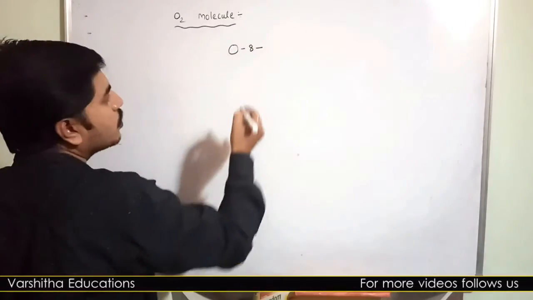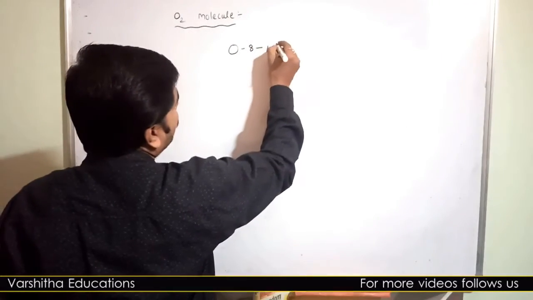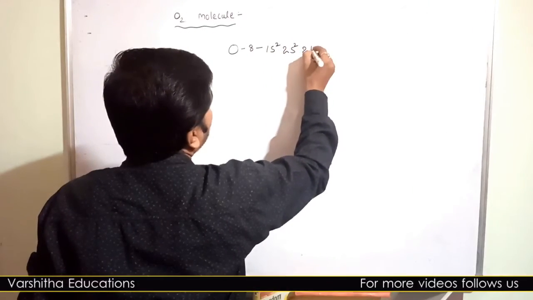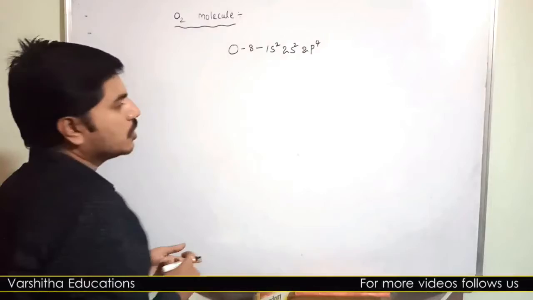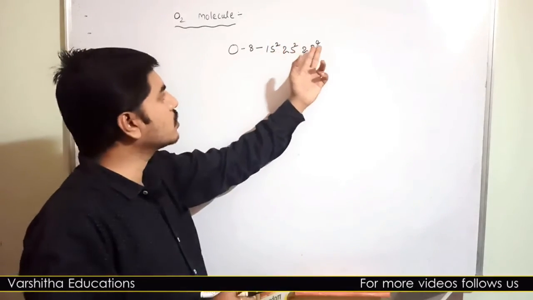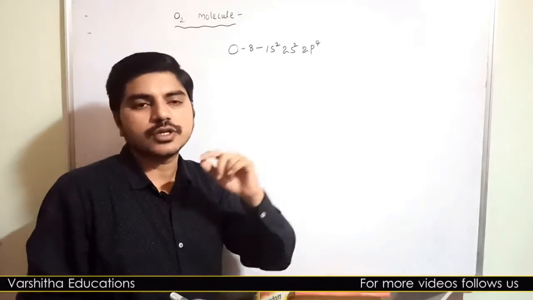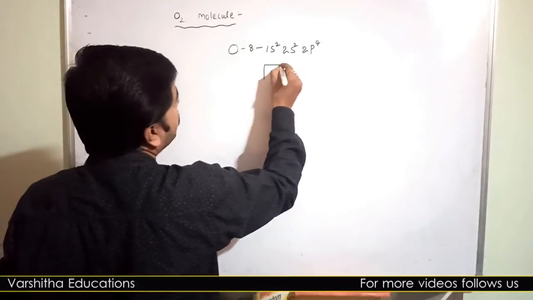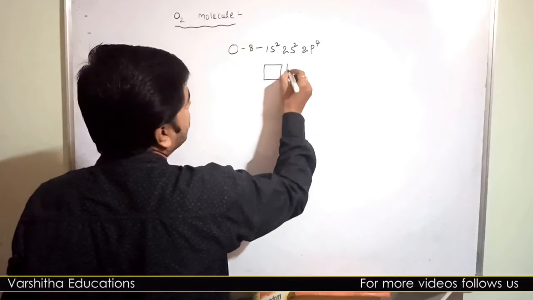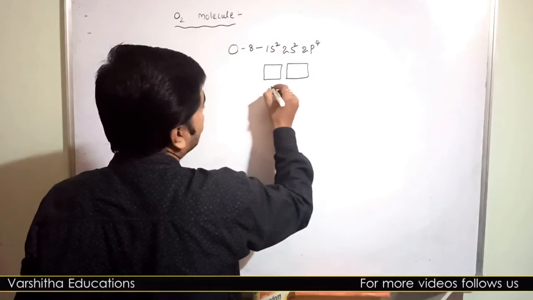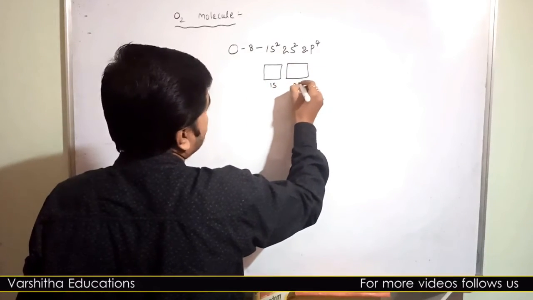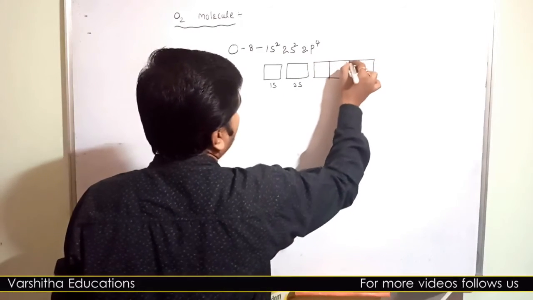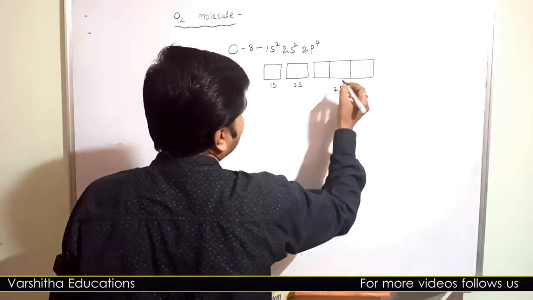So here I am going to write the electronic configuration: 1s2, 2s2 and 2p4. Once we complete that, there are 4 electrons here and 4 electrons here as well. In this situation, if I show the structure, this is an s orbital and this is also an s orbital, the 1s and 2s orbitals, and next is the 2p orbital.